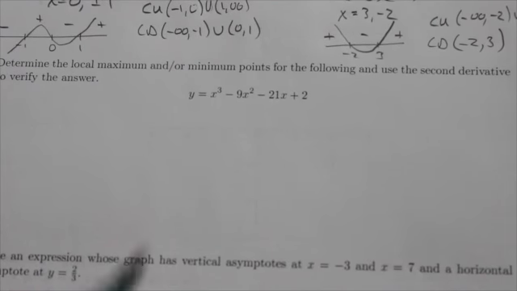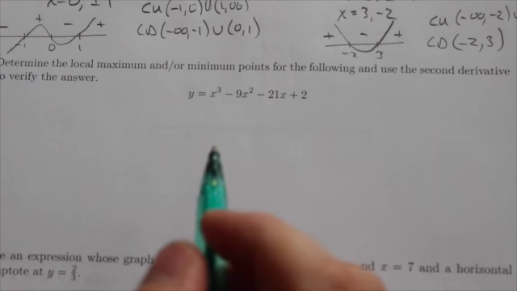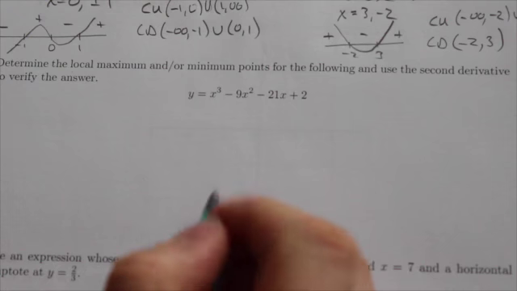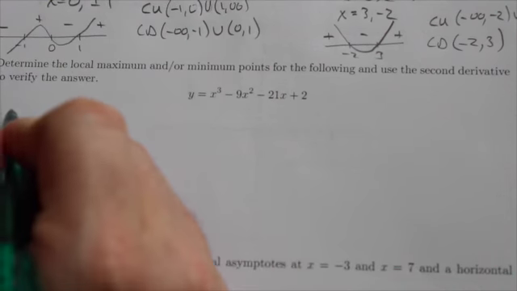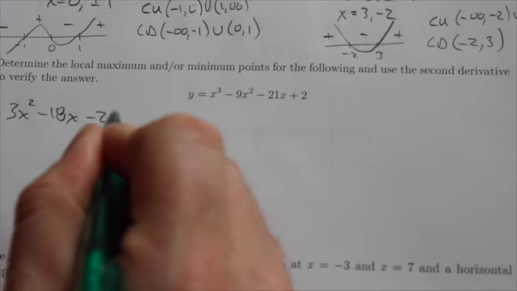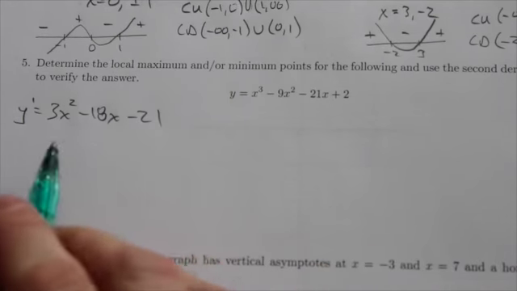Okay, question 5 here. Determine the local maximum and/or minimum points for the following and use a second derivative test to verify. Okay, so here's our function. The first thing we've got to do is find our critical numbers. So when we take the derivative, it's going to be 3x squared minus 18x minus 21.